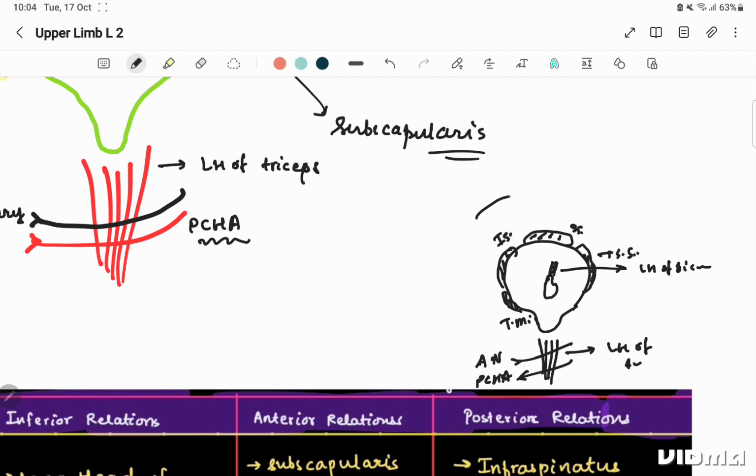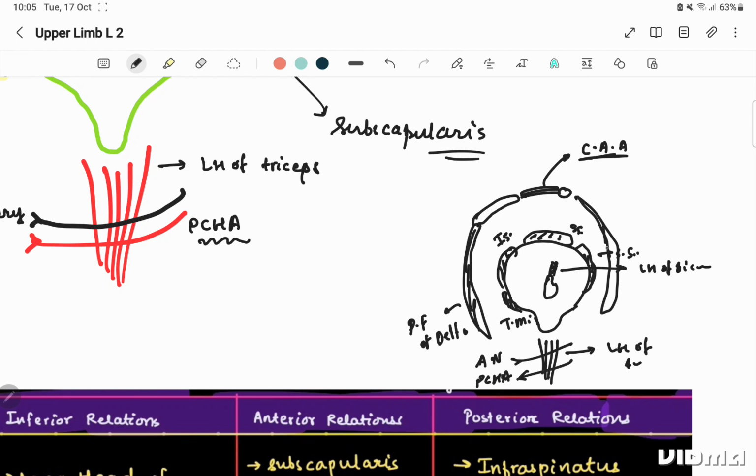Okay. Then we have an acromion process and a coracoid process. Between the acromion and coracoid we have the coracoacromion arch or the coracoacromion ligament. We have here the posterior fibers of deltoid, we have here the anterior fibers of deltoid, and below this we have a bursa called the subacromion bursa.